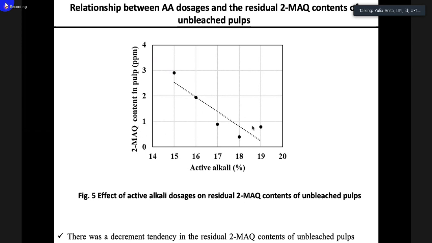they can reduce the active lignin content. Also, the 2MAQ can promote the active alkali acceleration of delignification. So that's why the 2MAQ can react with lignin. So the active alkali decreases, and so the 2MAQ content decreases with the increase in active alkali. Because the 2MAQ can react with the lignin, so it can also promote active alkali to reduce active lignin content. Okay, thank you very much.